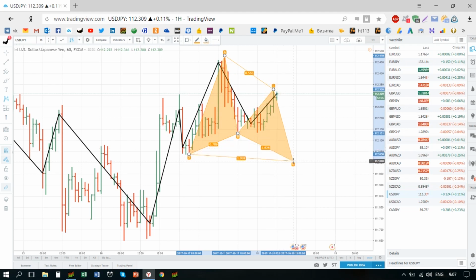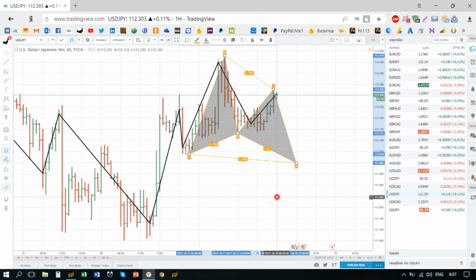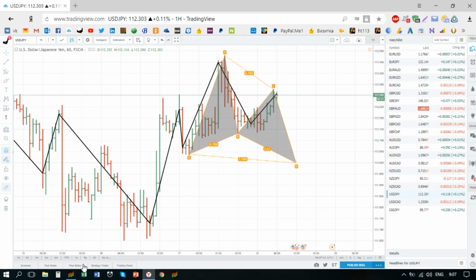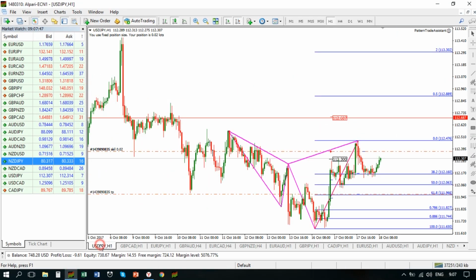789, it is the butterfly, not the Gottlieb. I was hoping that is a Gottlieb pattern because the Gottlieb has better risk reward. Dollar yen. Let's go to dollar yen.